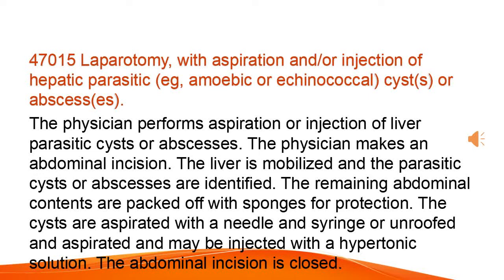The physician makes an abdominal incision. The liver is mobilized and the parasitic cysts or abscesses are identified. The remaining abdominal contents are packed off with sponges for protection. The cysts are aspirated with a needle and syringe or unroofed and aspirated and may be injected with a hypertonic solution. The abdominal incision is closed.